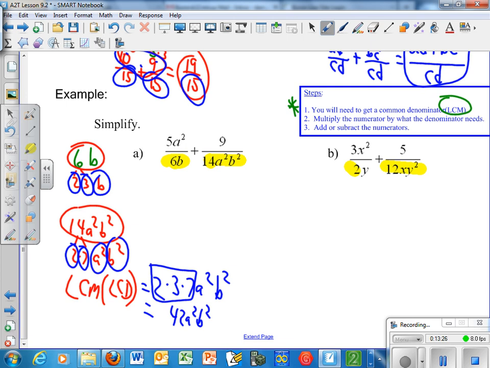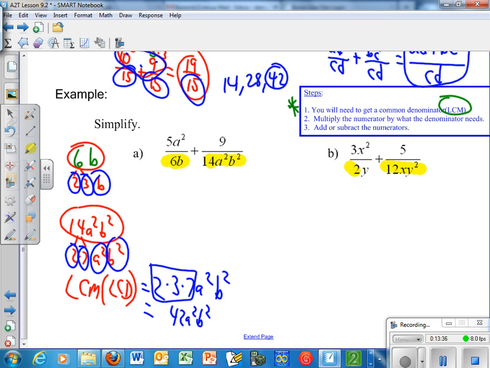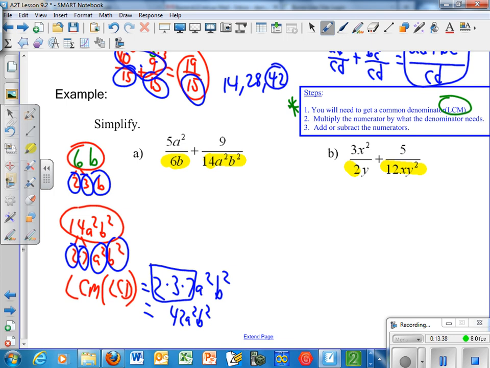So, you could have listed out multiples of 14 until you got to one that 6 also went into, and that will work. If you go 14, 28, and then 42, oh, 6 goes into that, so there's my LCM. You could do it that way, but this method that I just showed you always works. So here's what I suggest you do.